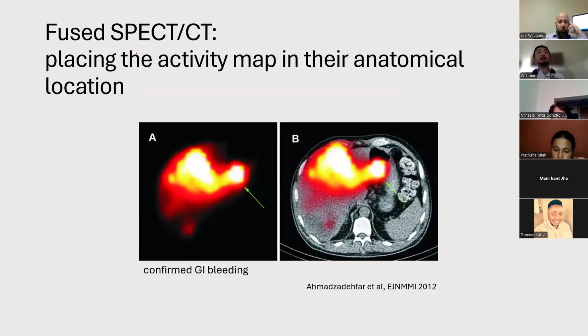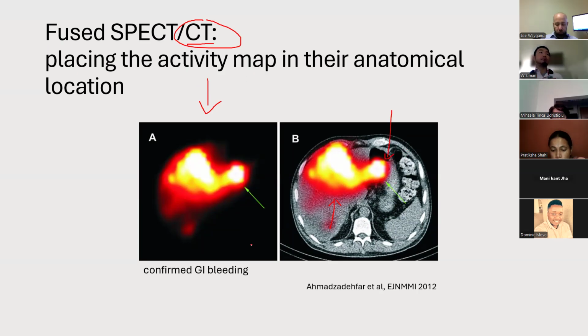So for fused SPECT CT, the CT serves two purposes. The first purpose is to place the activity map in its anatomical location. If you just look at image A here, I get an activity map, right? But can you tell me where this is located, or even what kind of image it is? You cannot, since you just see the activity map. But once you get the CT and fuse them together, then this activity is actually in the liver, and the activity over here, the hotspot, is actually in the GI tract.